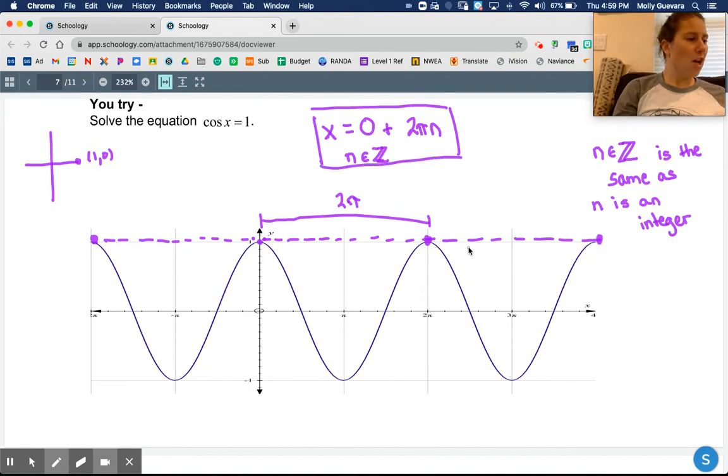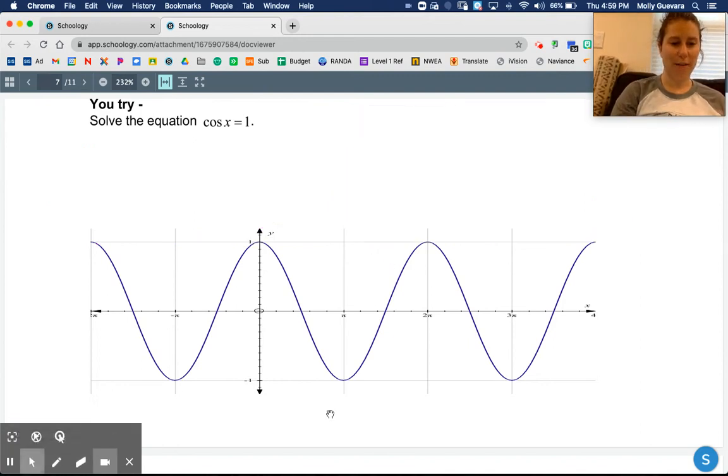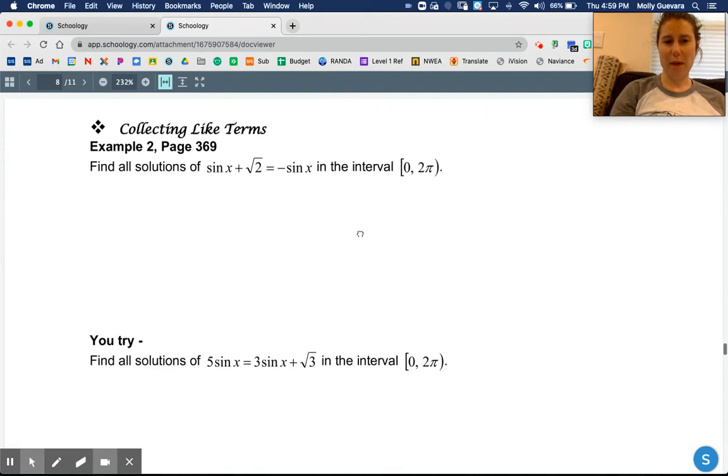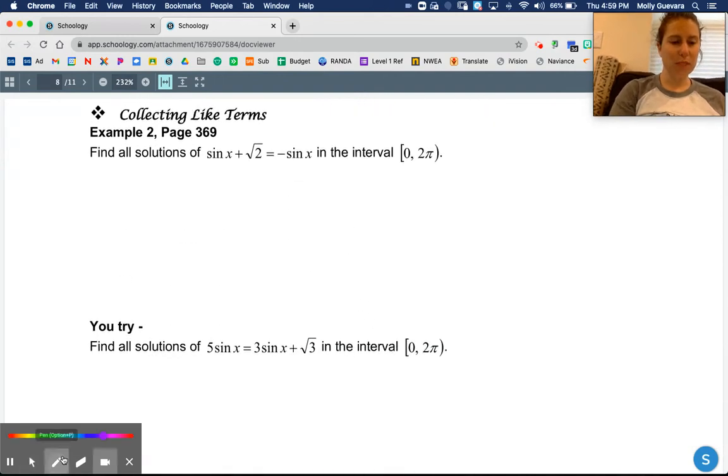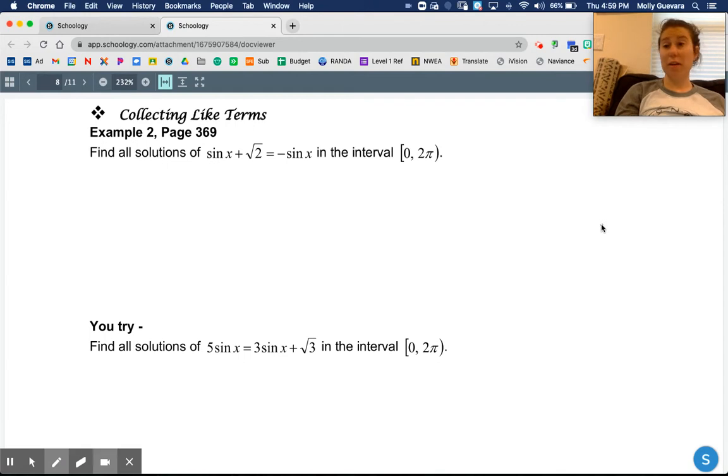All right. So we're going to just keep practicing this, maybe without the graphs now. Okay. So it's just solving. It's just combining like terms and solving, okay? So example 2 says, find all solutions of sine of x plus square root of 2 equals negative sine of x in the interval 0 to 2 pi. So again, 0 is included, 2 pi is not.